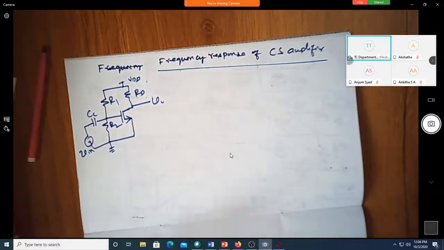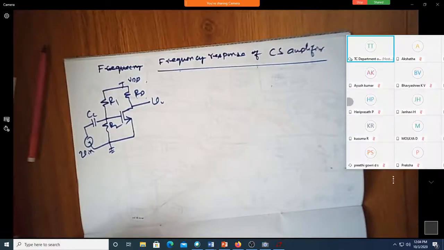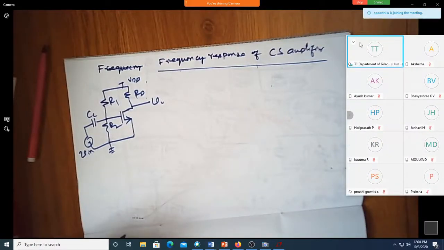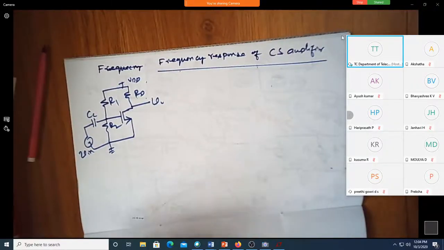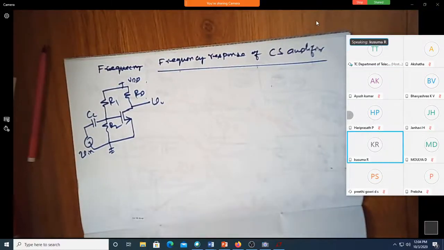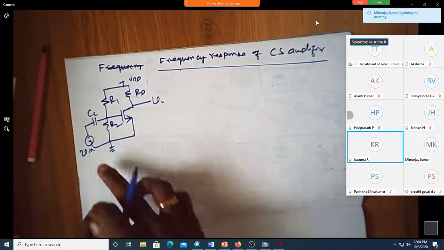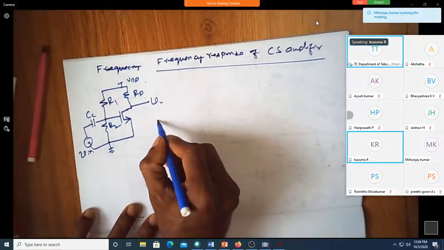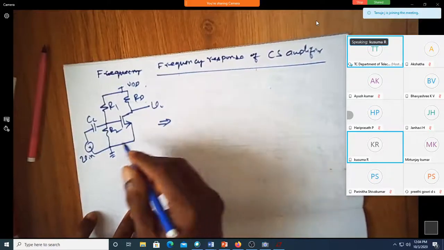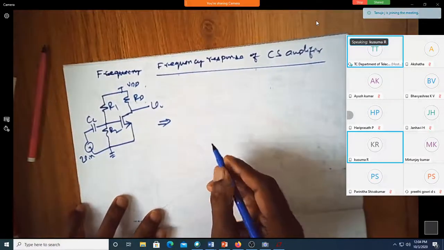Am I correct? Can I take some student with me? Let me just take Kusuma. Kusuma, why don't you unmute yourself? Sir? Yes, sir. Fine. This is the CS amplifier circuit.